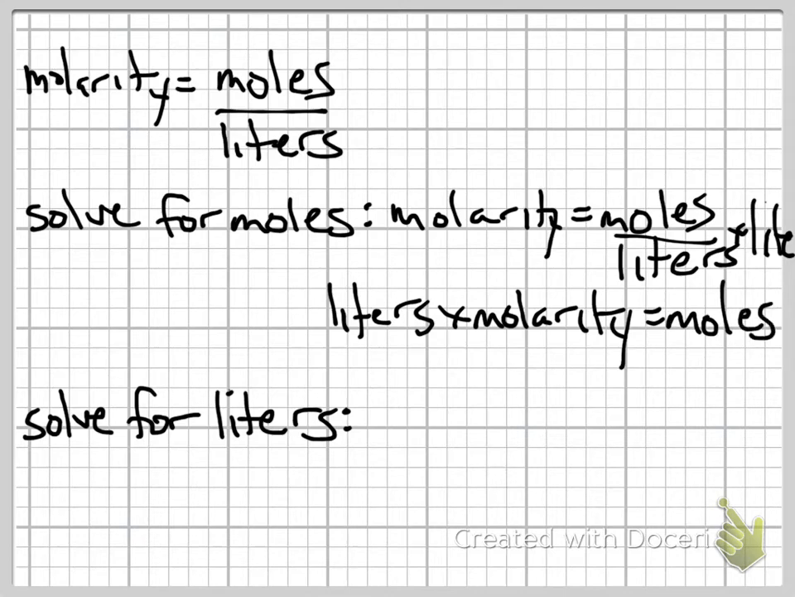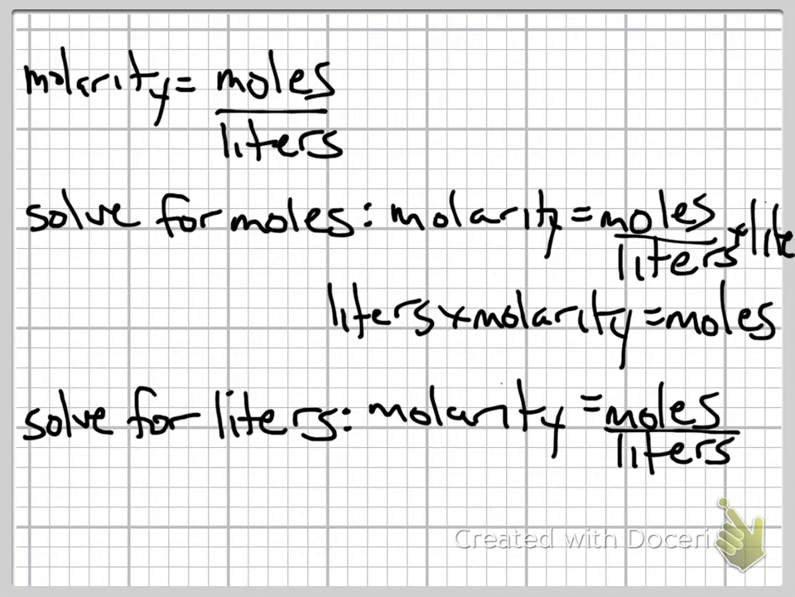So if you're ever asked to find the number of moles that it takes to make a certain number of liters of a solution with a certain molarity, all you would have to do is take the number of liters and multiply by the molarity, and you'll get the number of moles. So when you're solving for liters, it's going to be slightly trickier. There's going to be one more step involved, but still nothing we can't handle. We've seen a lot of these simple equations throughout the course of the year. So again, going to start with our base equation.